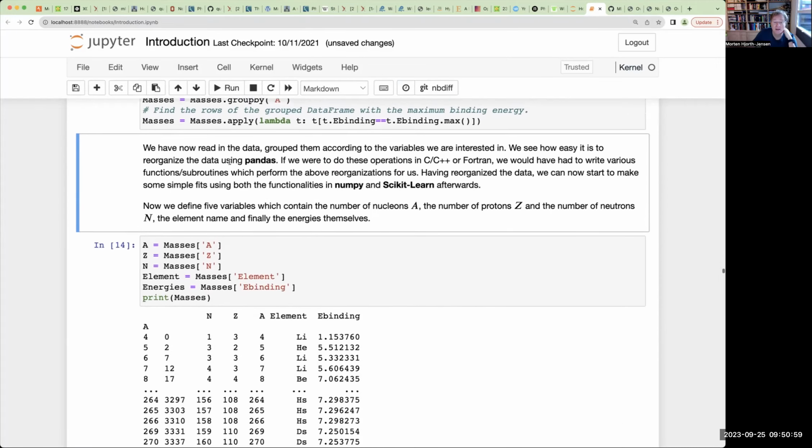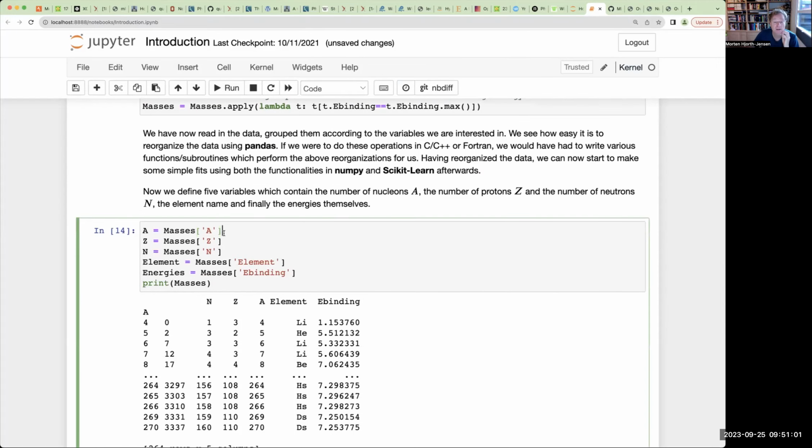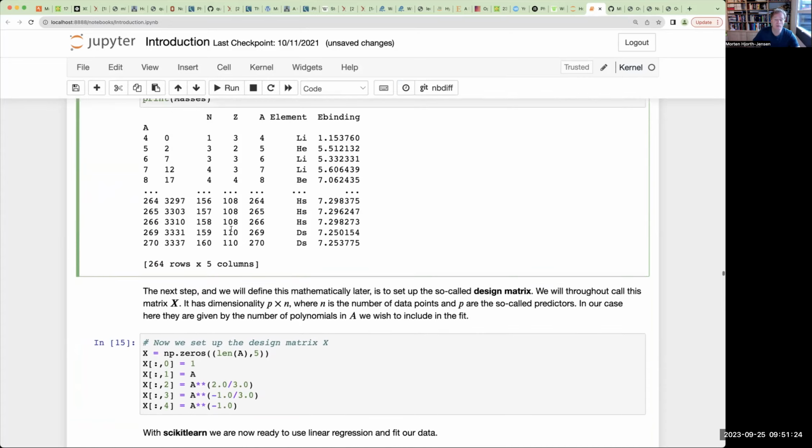And then I'm now setting up the masses. This is just an array which contains the nucleon numbers. It contains the proton numbers and the neutron numbers, and also the element number. And then I have my energies, which are the binding energies. So this is going to be the output. The input is going to be defined by A. And you can see when I print it out.